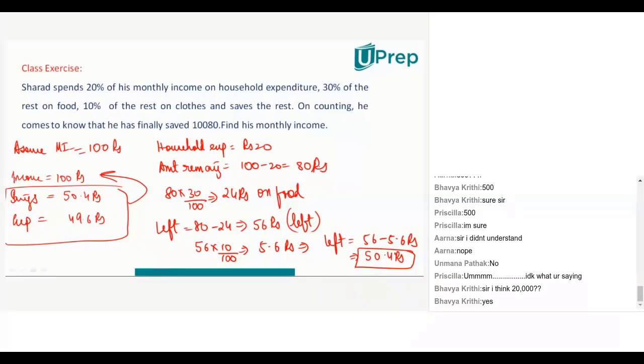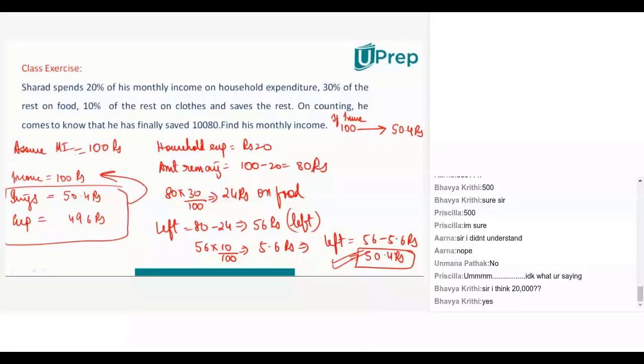Now let's come to the question. He comes to know that he has finally saved 10080 rupees. That means find his monthly income. If his income was 100 rupees, how much did he save? 50.4 rupees. According to my assumption, if 100 rupees was his monthly income, how much did he end up saving? 50.4 rupees. All of you agree?